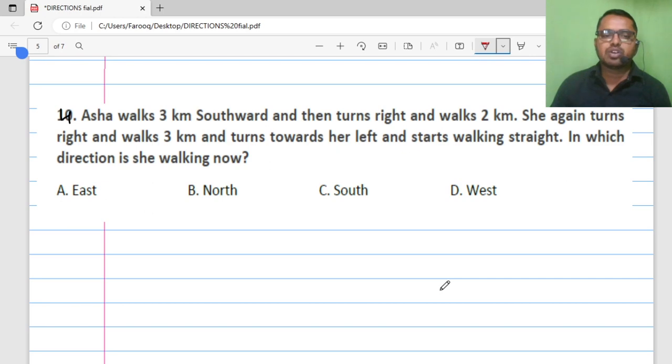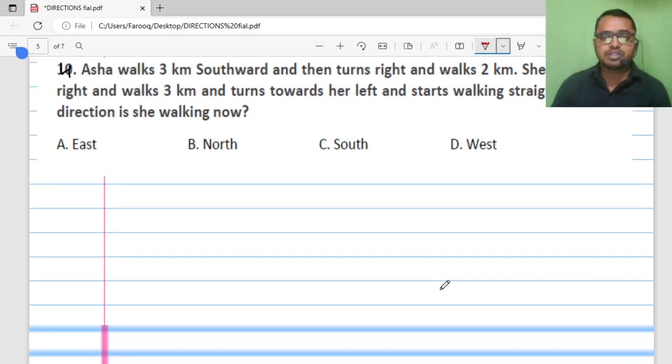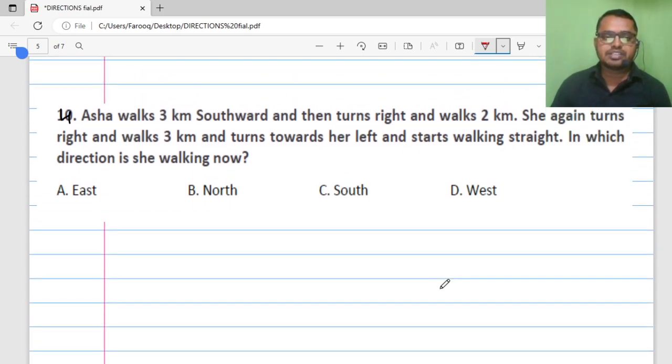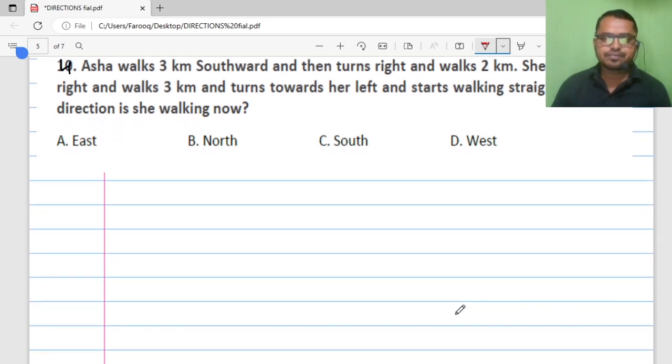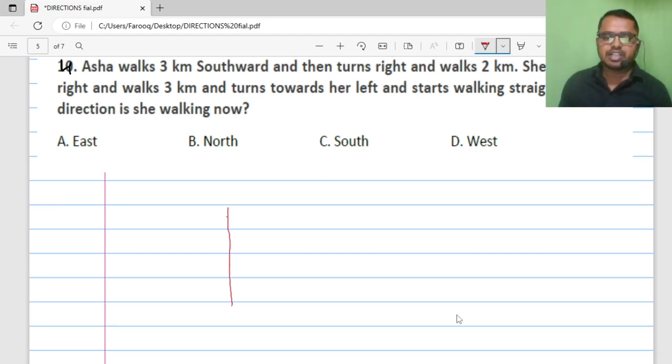Next, Asha walks 3 kilometers southward. Asha is walking here. Asha walks south means in this direction, 3 kilometers in the south direction. Here Asha starts from this point. This is the initial point.